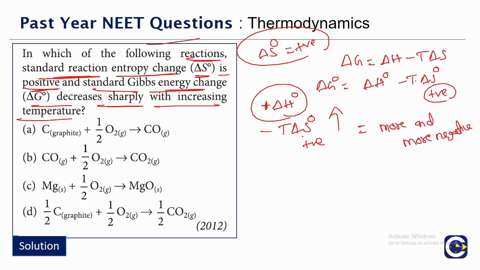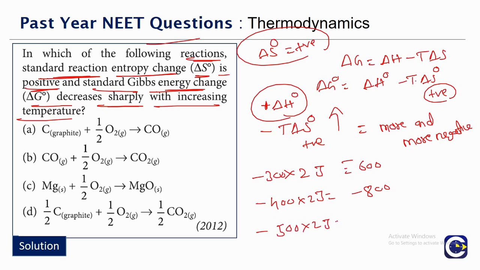Because look, let us take a sample del S value. Say del S value is 2 joules. Okay? Now if we put the temperature as 300, what is it? There is a minus in front, so minus 300 into how much? Minus 600. If you take the temperature as 400, then what comes? It will be minus 800. If you put the temperature as 500, then what happens? Minus 1000. So when we increase the temperature, the second term is becoming more negative.